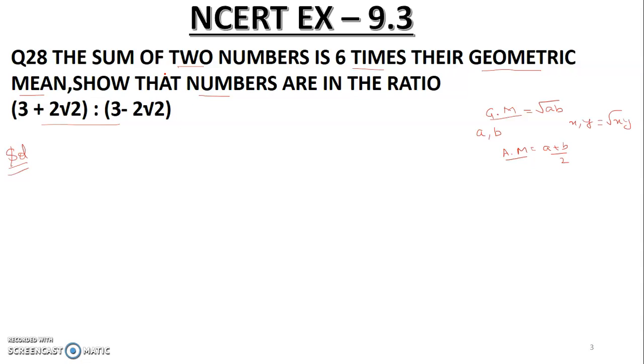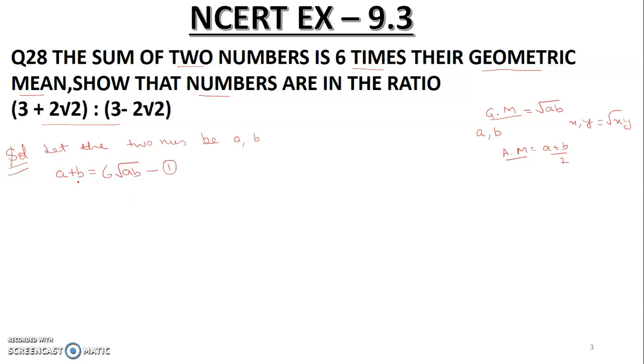Now it is saying the sum of two numbers. So let the two numbers be a and b. I'm taking these two numbers. It is saying that the sum of two numbers, this means a plus b, is 6 times their geometric mean. So if a and b are two numbers, what will be the geometric mean? Root ab. This is what I had explained to you. So this is your equation number 1.